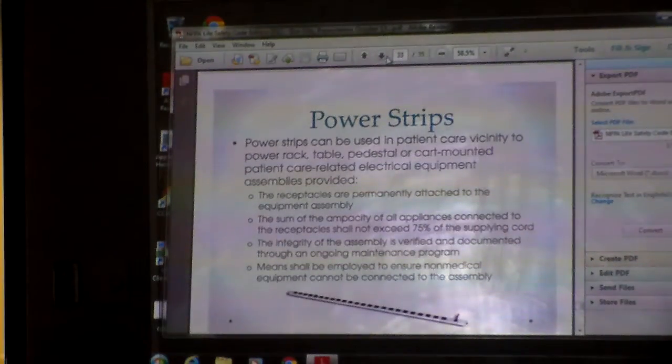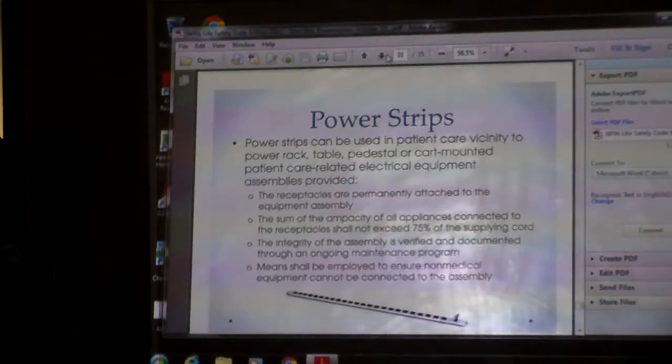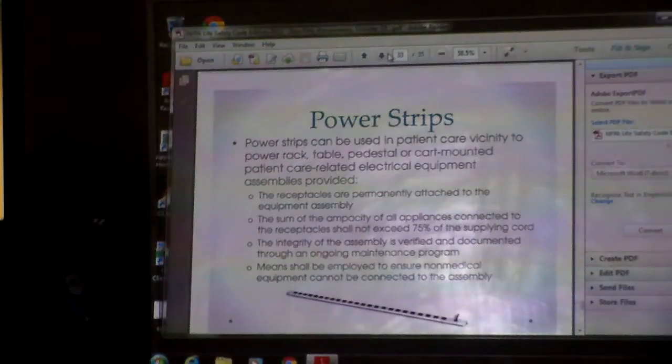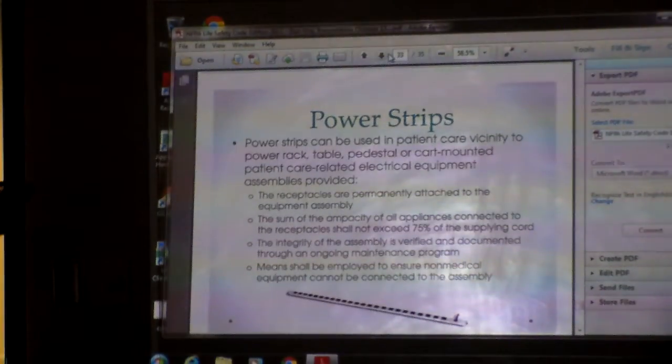The power strip, I think y'all understand what they are. They're different than like these. The power strip, some of your equipment you have on a cart, they have a power strip attached to it to where you can plug the equipment into it. They have to be permanently attached to the equipment, and the sum of the ampacity cannot exceed 75% of whatever it's rated for.